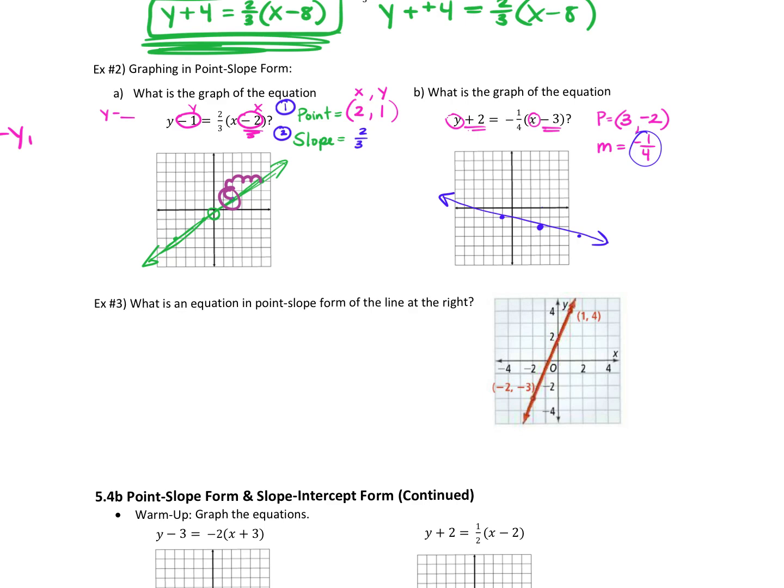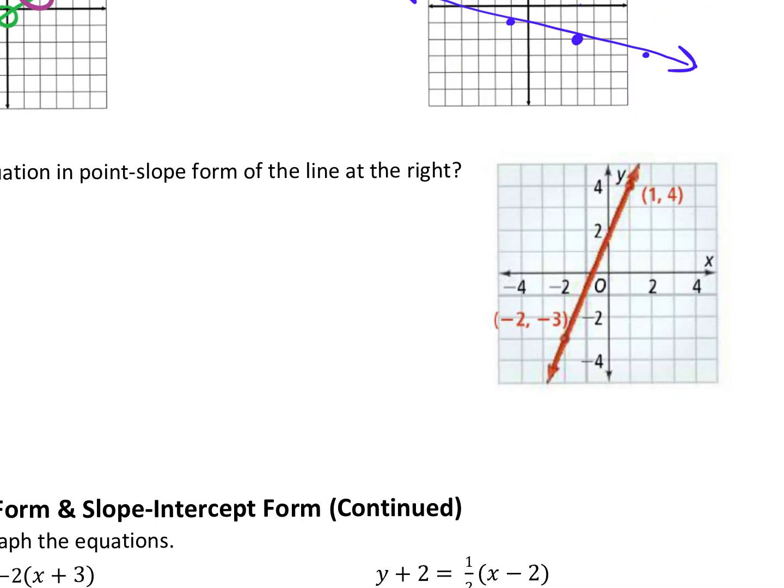Okay, so what if they give you a graph and they say write the equation in point slope form? What do you need to be able to do that? You need a point and you need a slope, okay? I would say you may pick whichever point you want. Which point do you think you would want to work with? 1, 4. I would do 1, 4. Okay, so if I use 1, 4 as my point, what's my slope going to be?